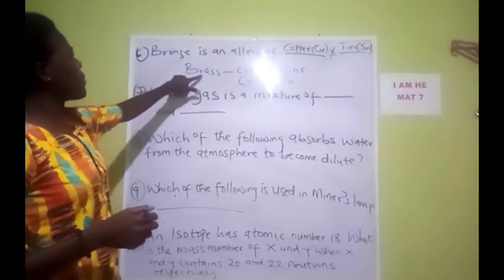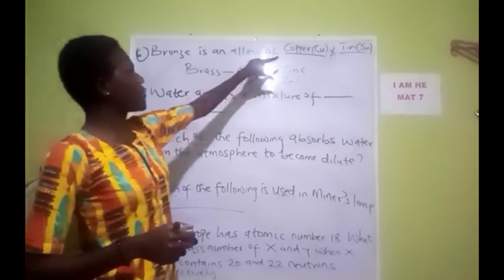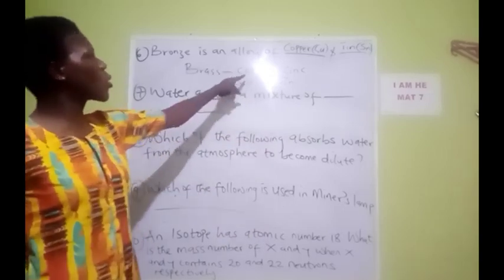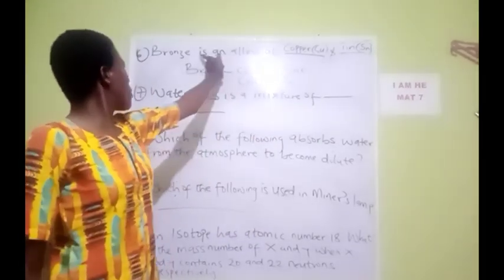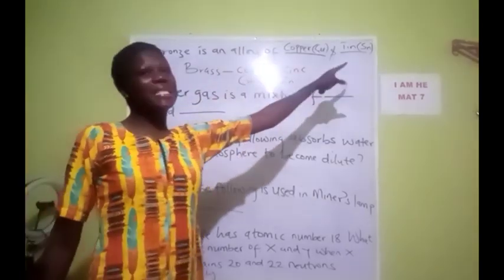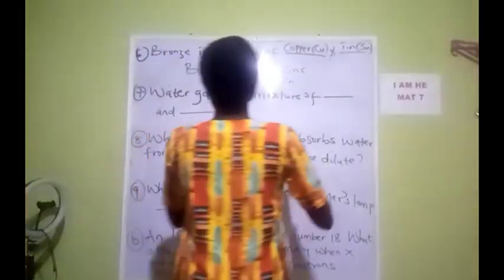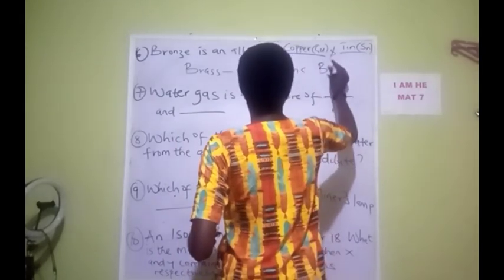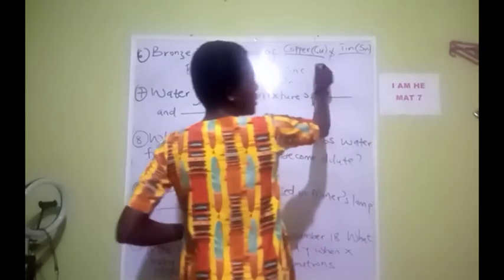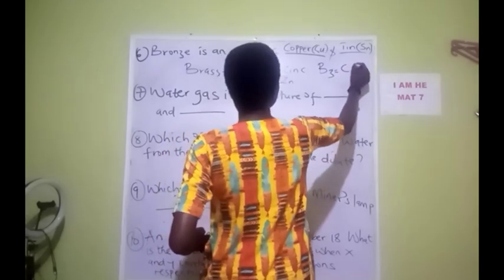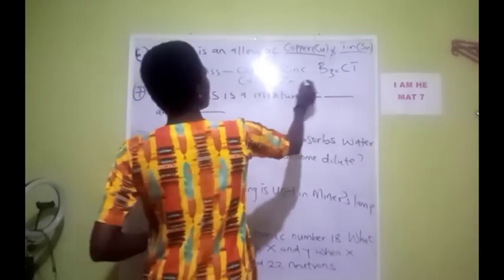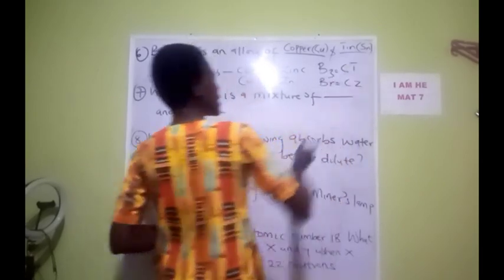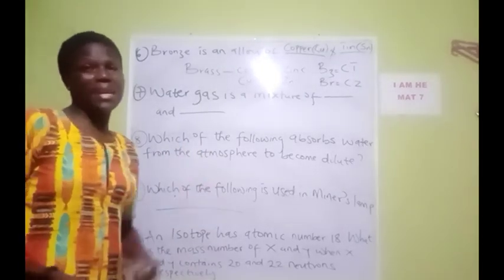Both bronze and brass share what? Copper. Copper is found in them. But the difference is just the other elements. For brass it is copper and zinc, and for bronze it is copper and tin. Let me use BZ: you can say BZ is equal to CT, while BR is equal to CZ. Just to identify it, like an acronym for yourself.